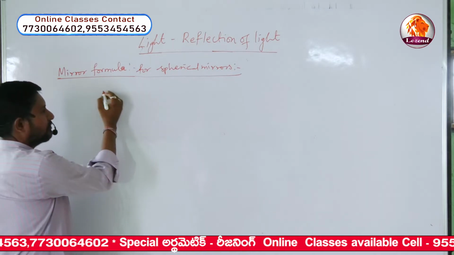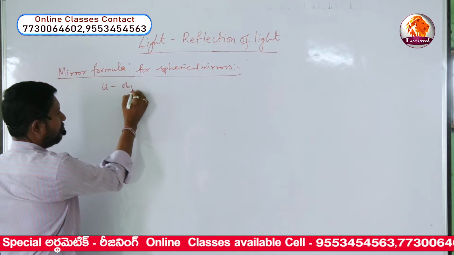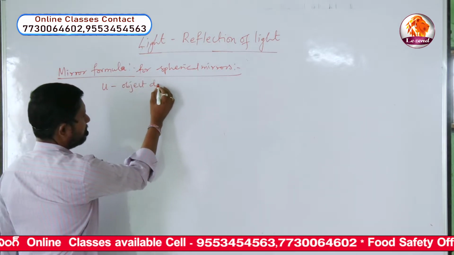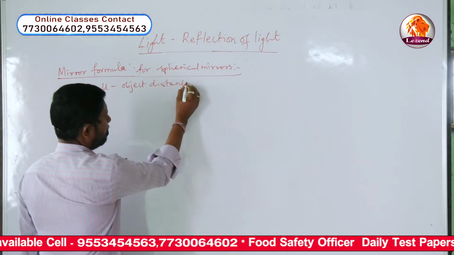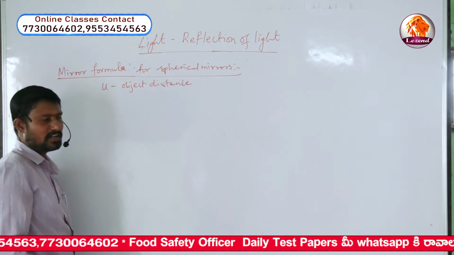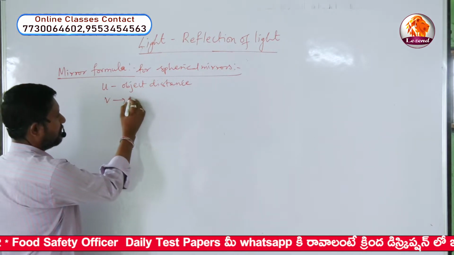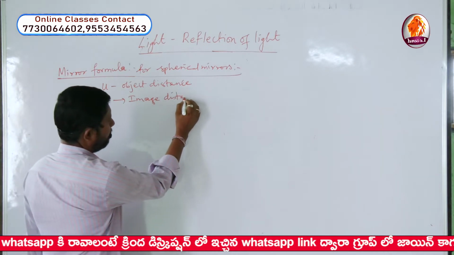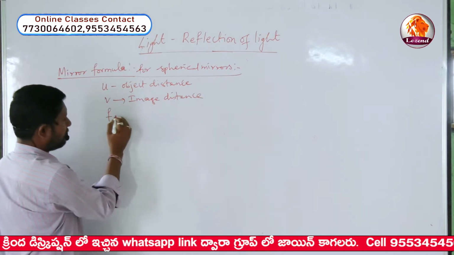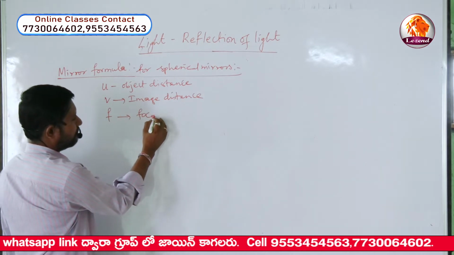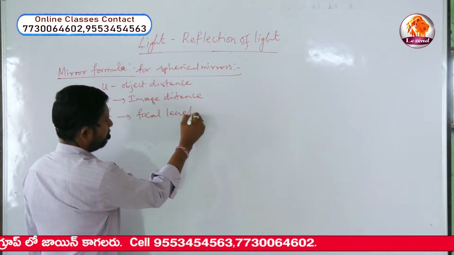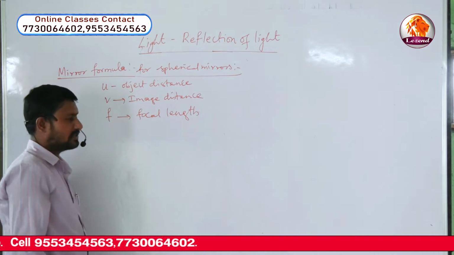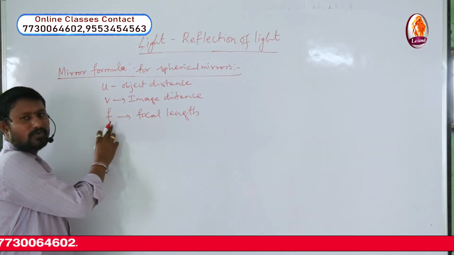You know, there is an object distance. U is called the object distance. Object distance means the distance between the object and the mirror, or its pole. V is the image distance. Small f is the focal length of the mirror, the distance between its pole and the focus.